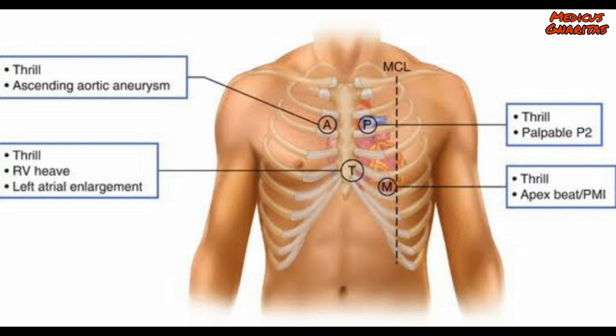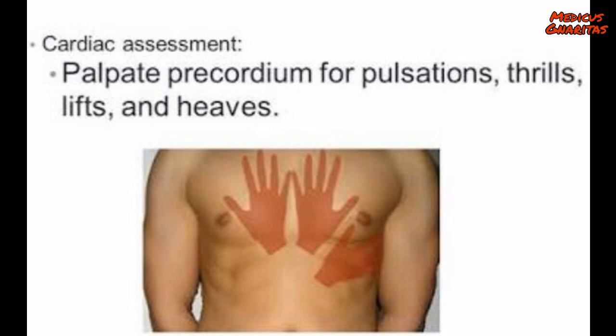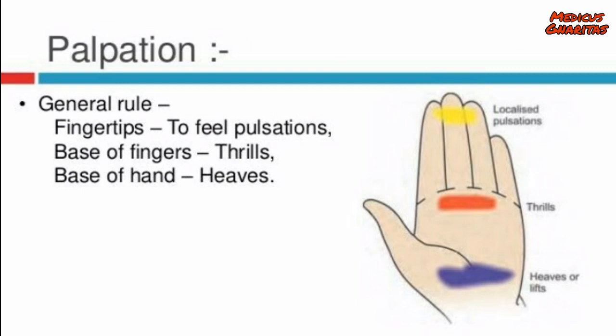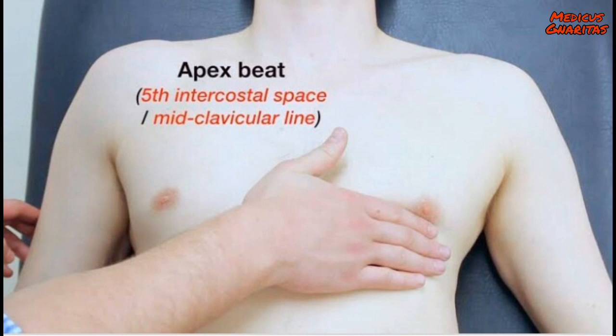Palpation. Areas are palpated for abnormal pulsations or palpable heart murmurs, called thrills. Pericardial movements are called heaves. Heaves are best felt with the heel of the hand at the sternal border.